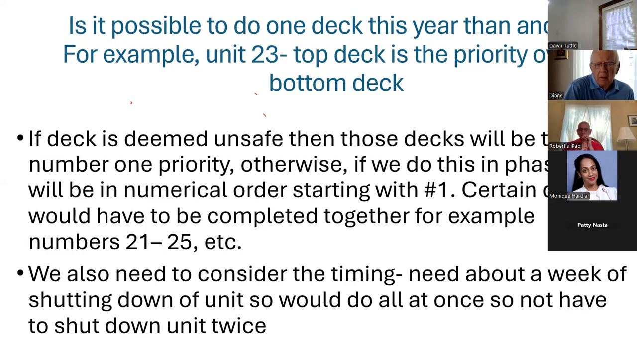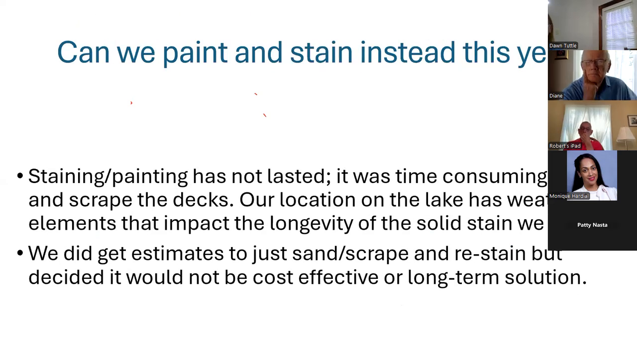But let's say 21 through 25, they have to get done together. We have to shut down the unit for a week. If we did the top deck, we're shutting down for a week. The next month, we're gonna have to shut down for a week to do the bottom. We're just gonna do each unit fully, rather than trying to split them up, because you're actually gonna lose more usage of your unit.